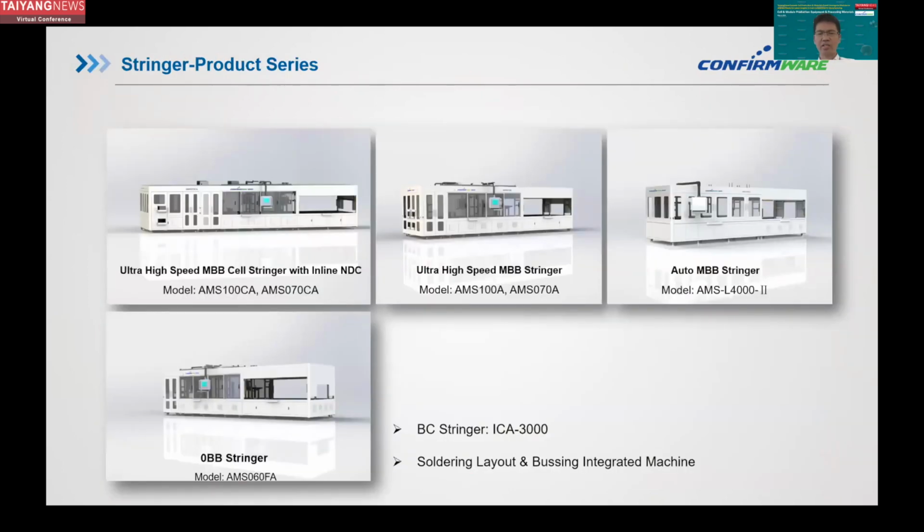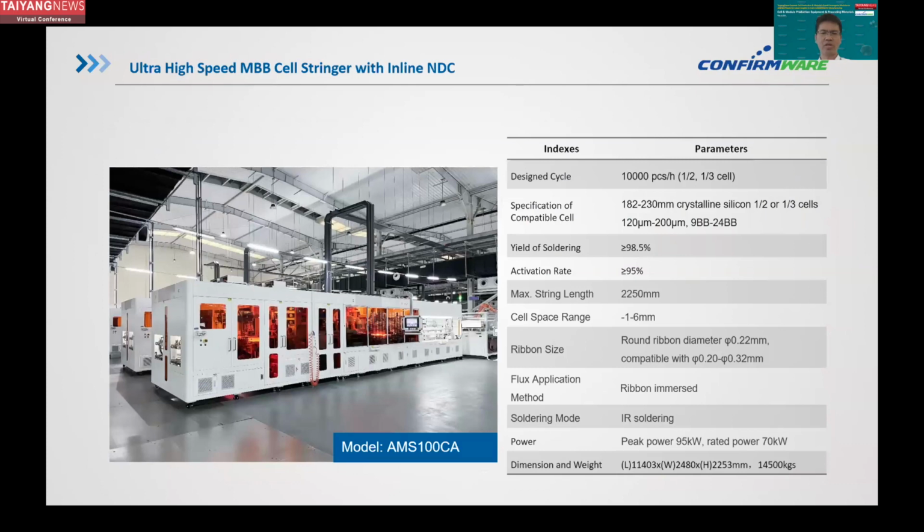ConfirmWare has developed N-type cell soldering systems since 3 years ago. We have different kinds of machines, and all of them can solder N-type cells. Here, I'd like to introduce our main stringer. It has an NDC, which is called a non-destructive cutter, inside. We have the following advantages. One is the cycle time, up to 10,000 pieces per hour now.